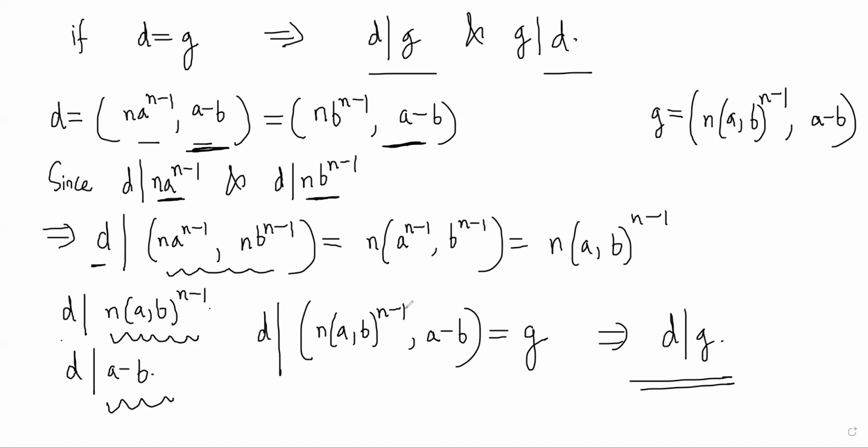Follow the steps carefully. The logic is airtight. We are getting d divides this, d divides this. So d should divide the GCD of those two, which is equal to actually this by properties of GCD. These are standard properties. Then once d divides this and d divides a minus b, it should divide the GCD of these two, which is equal to g. So we get d divides g. Now we prove the opposite side.